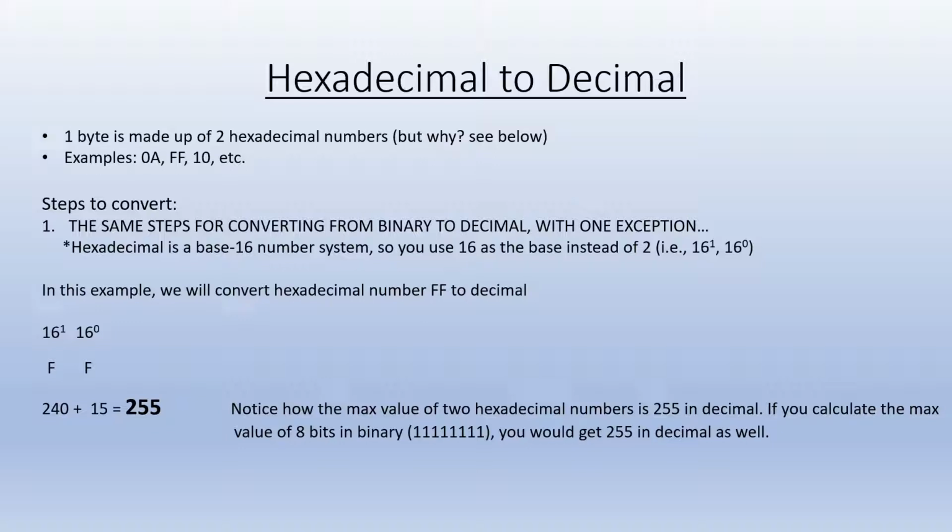Now, just to point something out, I want you to notice that the max value of two hexadecimal numbers is 255 in decimal. If you were to calculate the max value of 8 bits in binary, which would be setting each of the 8 bits to ones, you would also get 255 in decimal as well. You would be doing 128 plus 64 plus 32 plus 16 plus 8 plus 4 plus 2 plus 1. And when you add that up, you'll get 255.